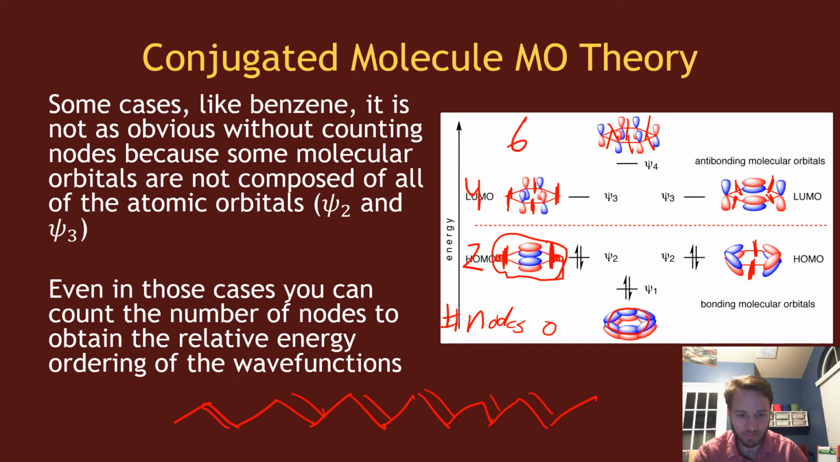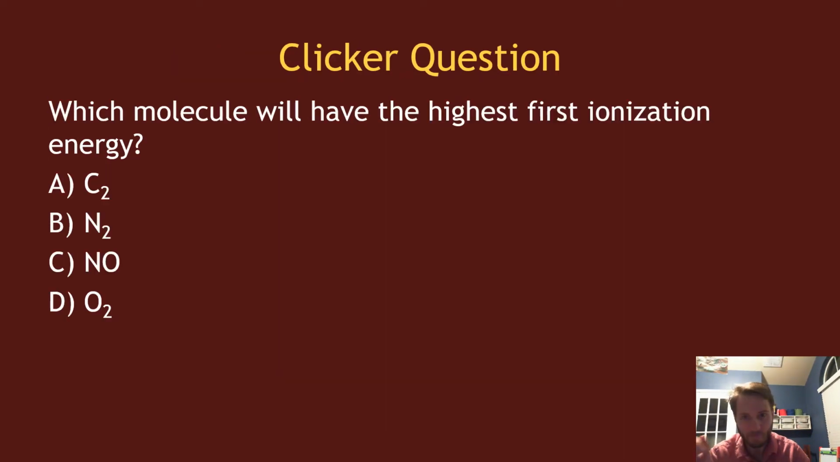But we're going to finish up this video with a couple of questions related to what we talked about in this video, as well as recapping some molecular orbital theory from previous lectures. So the first question here: which molecule has the highest first ionization energy? The first ionization energy, that's the ionization potential. So what we're going to look at is the MO diagrams for all of these molecules.